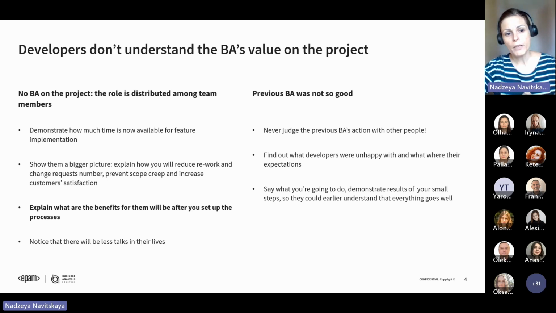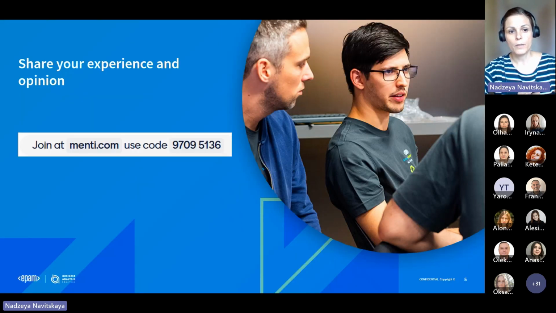Also try to explain what exactly the benefits are for developers after you set up all the processes. Yeah, and for that purpose, I would like you to join the link that was probably provided in the chat by Francisco, or you can use the direct mentee.com and use this code you can see on your screen, because I would like you to share some of your opinion.